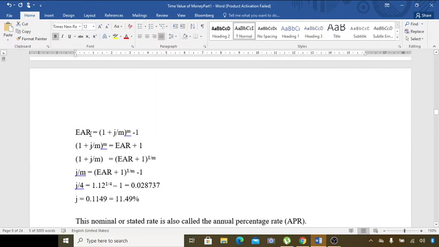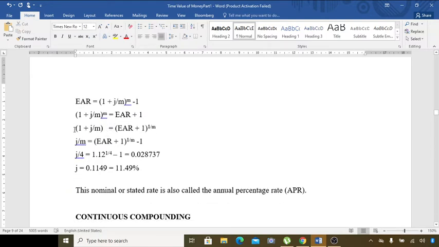So now you have to rearrange. Simple, use mathematics. EAR is given, so you are now trying to find your j. What you need to do is put your (1 plus j divided by m) to the power of m on the left hand side, and the EAR, now it becomes plus 1. Why? Because when EAR jumps to the right hand side, it becomes plus 1 here. Then apply the algebra that we have seen earlier to solve for j.